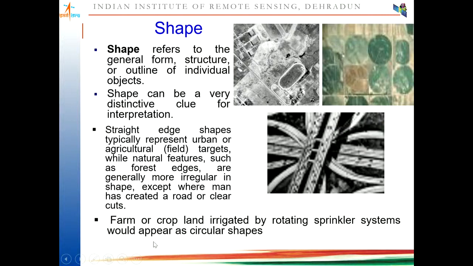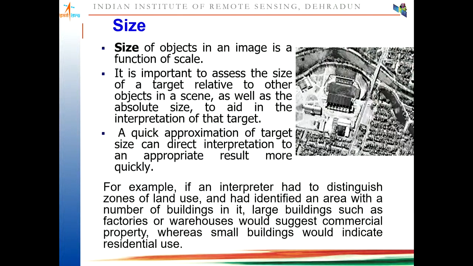These circular features are farm or cropland irrigated by rotating sprinkler systems, and therefore they are in circular shape. Whereas we are used to seeing typical agricultural fields as squares or rectangular areas. Right? Now, the size of the object is a function of scale. So the size of the object, we need to connect that with the resolution of the pixel, right?